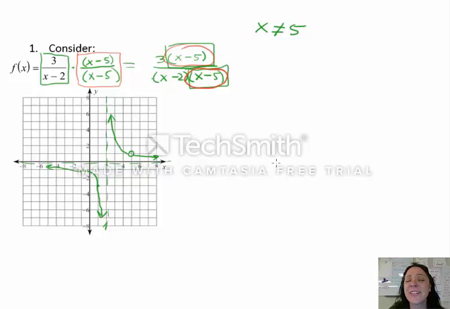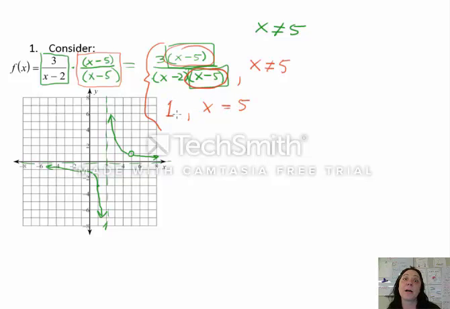So how do I fill this hole? Well, I just create a piecewise function. I say that f of x equals this when x is not equal to 5, and f of x is equal to 1 when x is equal to 5. So I've just defined this as a piecewise function and filled in my hole.